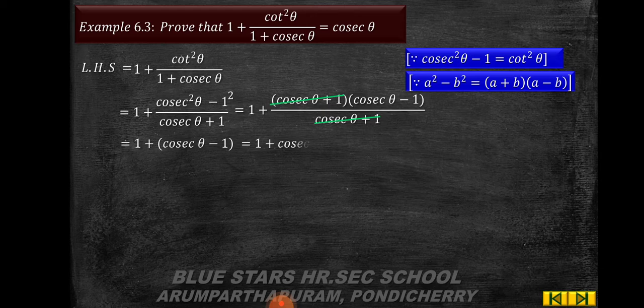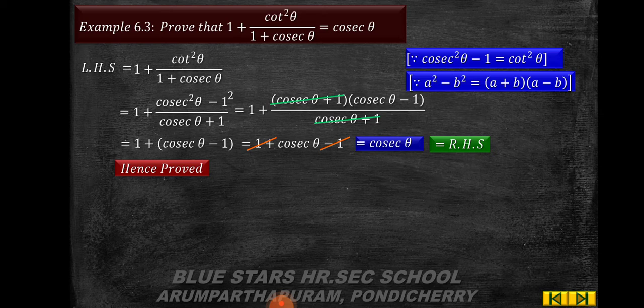Now you remove the bracket. You get 1 plus cosecant theta minus 1. So plus 1 minus 1 gets cancelled. You get the value as cosecant theta. That is nothing but your right hand side value. So hence we proved 1 plus cot square theta divided by 1 plus cosecant theta is equal to cosecant theta.